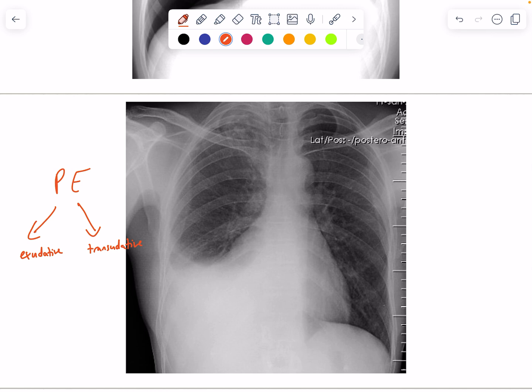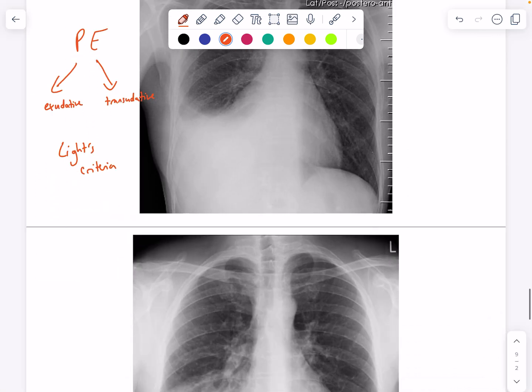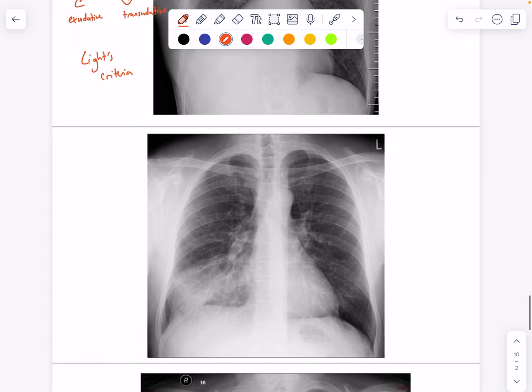The main thing that you need to know about pleural effusions is Light's criteria. It basically allows you to rule out whether it's an exudative pleural effusion or not, because there's a higher level of protein, as there's a high level of inflammation in the pleural effusion. Okay, going on to the next one. Let's have a look here, give it a go.